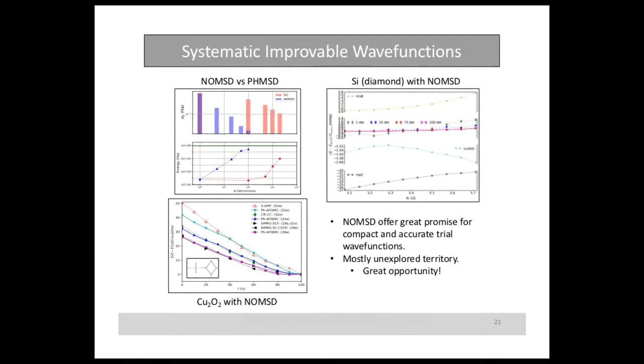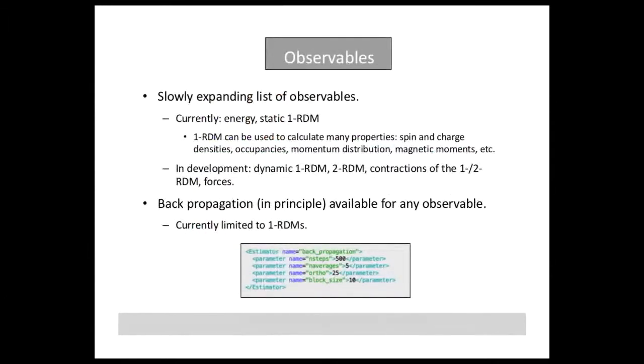But if you do non-orthogonal determinants, the improvement is quite dramatic and quite fast. I don't have a lot of time, so I'm not going to go into too much detail, but you should look at the papers if you're interested, or maybe talk to us. The observables, which is the last thing, are very easy to set up. You only need to add an estimator block requesting the observable.